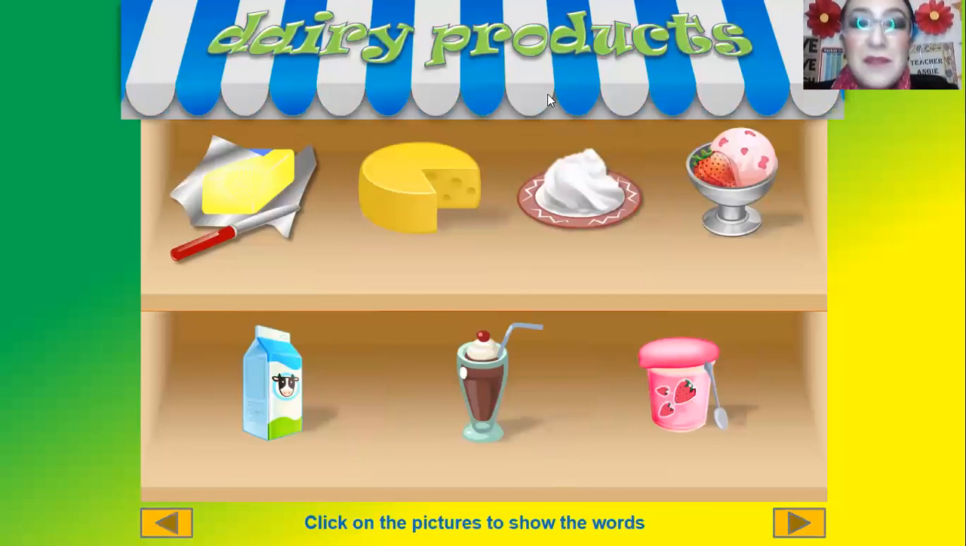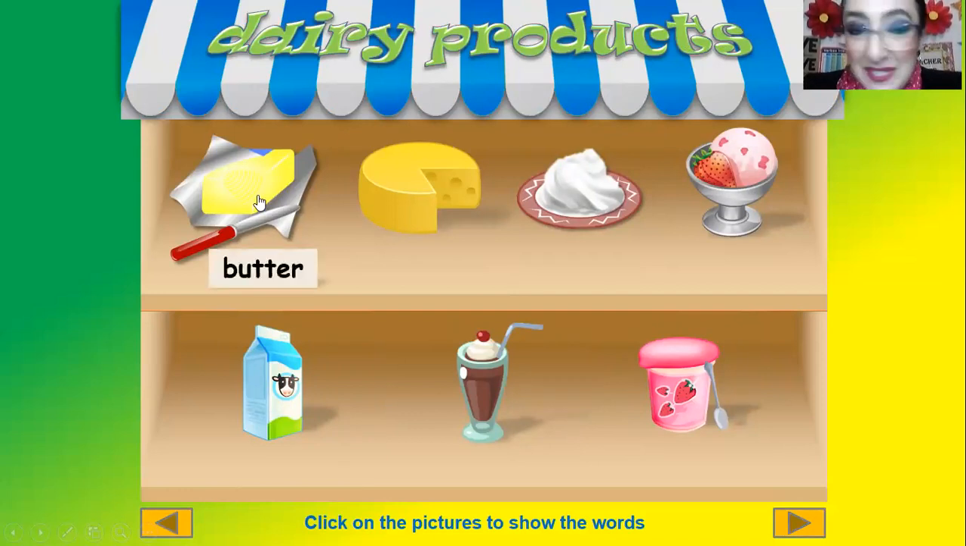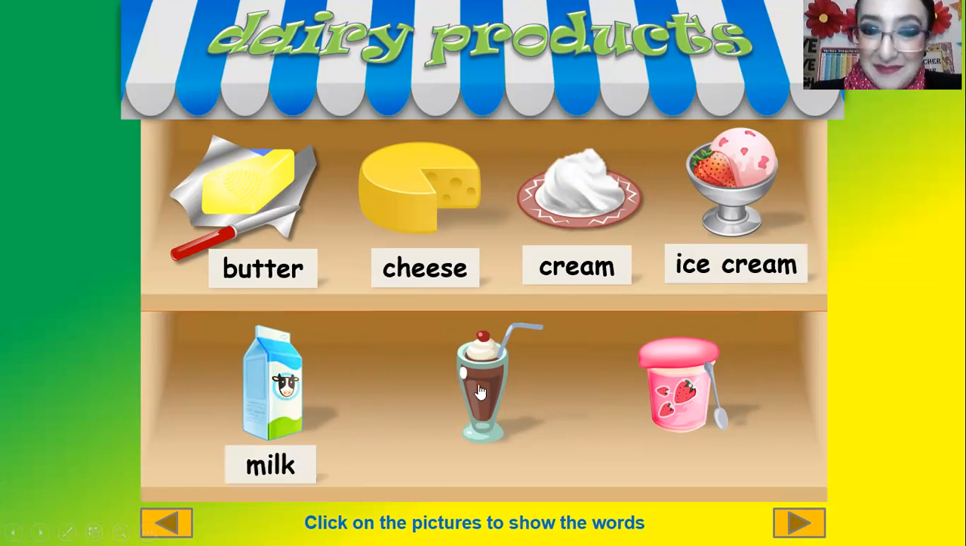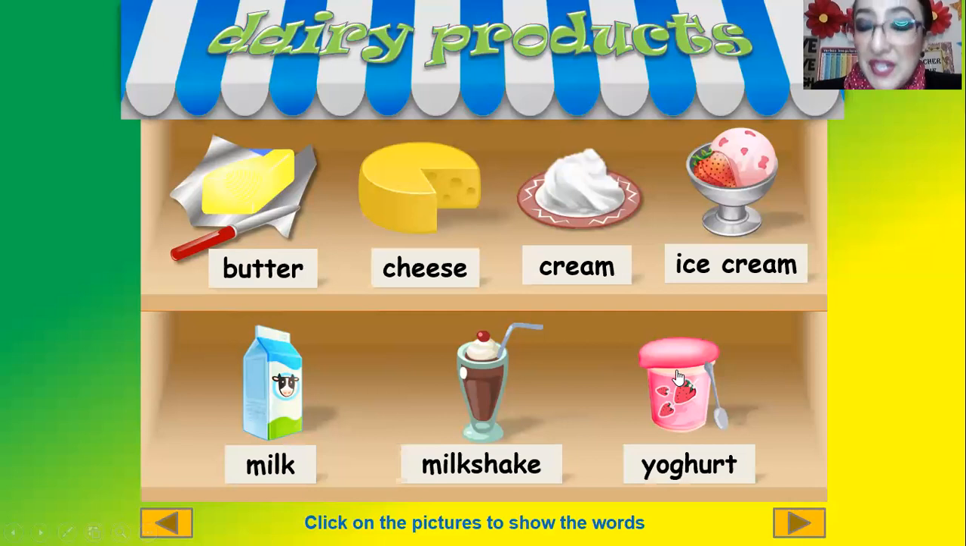Also, we have dairy products, productos diarios, dairy products. For example, the butter, butter, mantequilla, cheese, cream, la crema. Ice cream, helado, milk, milkshake, licuado, yogurt, yogur.